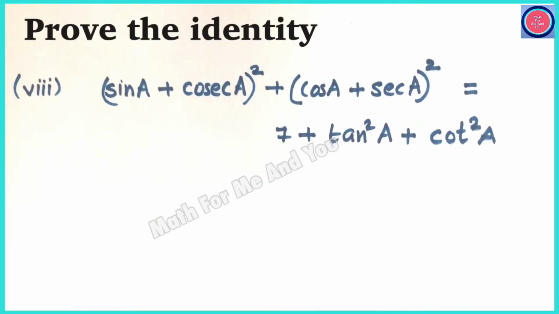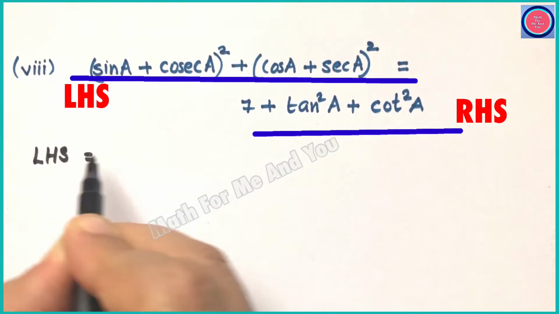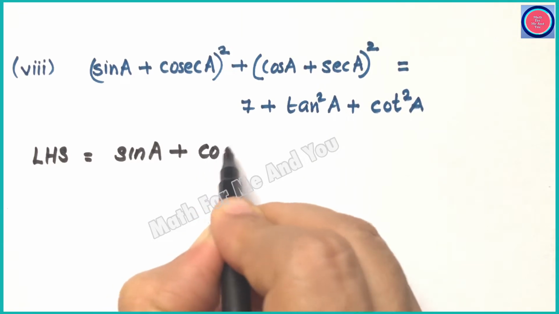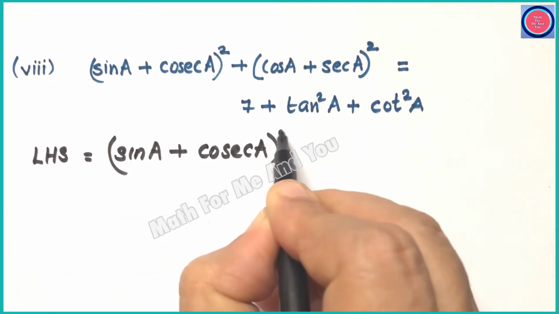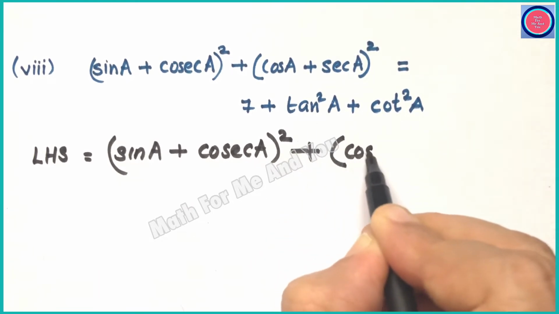Prove the identity (sin a plus cosec a) the whole square plus (cos a plus sec a) the whole square is equal to 7 plus tan square a plus cot square a. We are going to prove LHS equals RHS. So write LHS again: (sin a plus cosec a) the whole square plus second bracket (cos a plus sec a) the whole square.